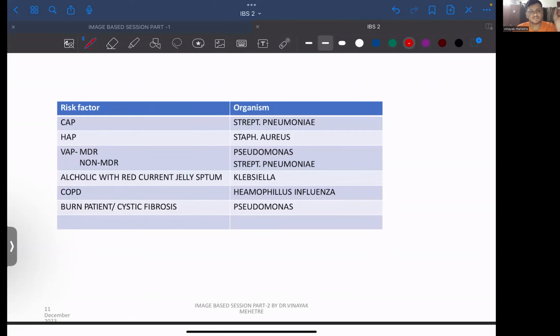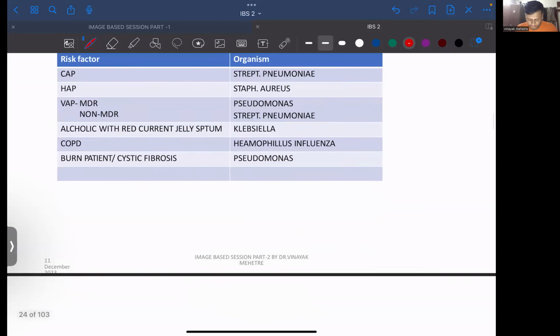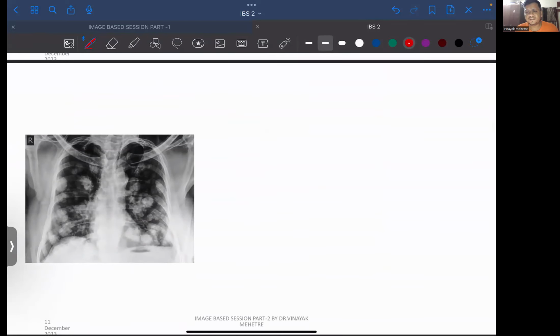Red currant jelly sputum is a classical feature of an alcoholic. The answer will be Klebsiella only, right? So this changes. You have to remember this, and we will have to treat the patient according to the organism and culture sensitivity test, so you should know this one. Okay, you should be able to do it. It is easy, not hard. Just memorize the table once. Okay, examiner's favorite image.